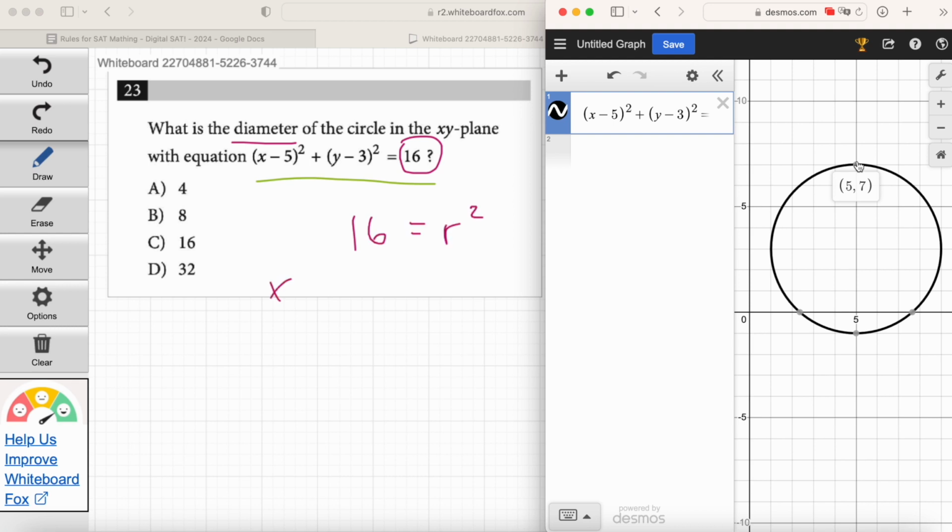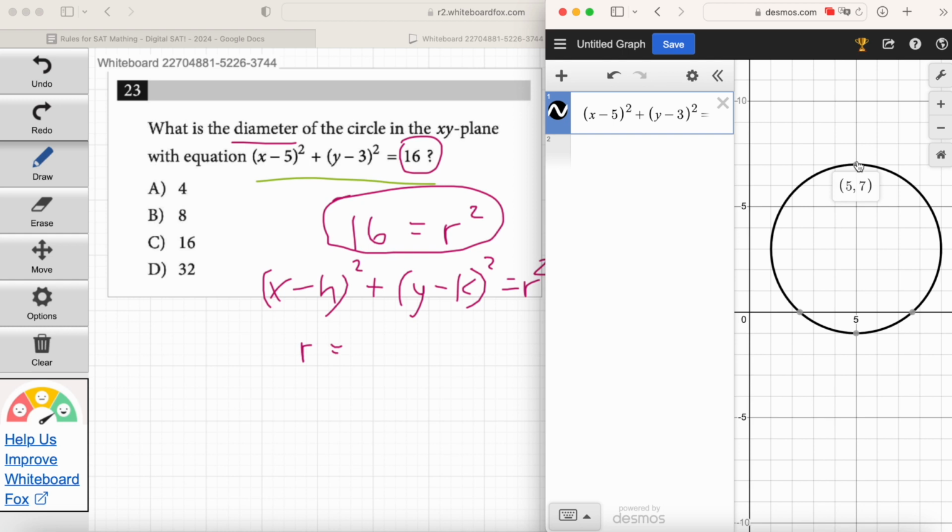Because the equation is x minus h squared plus y minus k squared equals r squared. So yes, 16 is r squared. But that means what's the radius? Tell me. What's the radius? 8. No. Or no, the radius? Sorry. If 16 equals r squared, which it does, that's true. Oh, 4. The radius is 4, right? Because you got to take the square root of both sides.